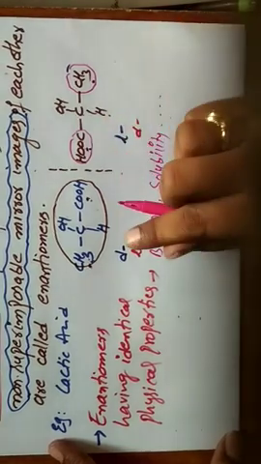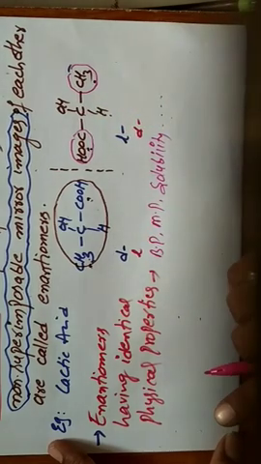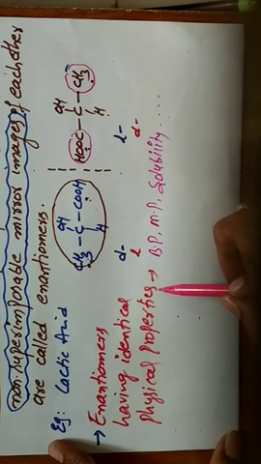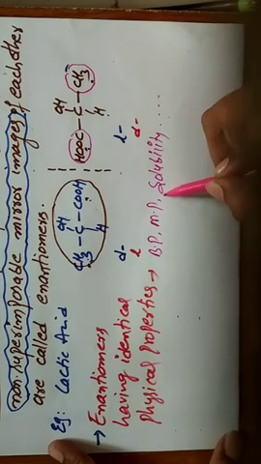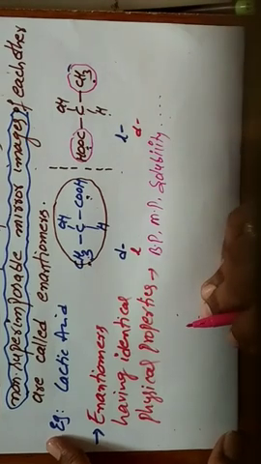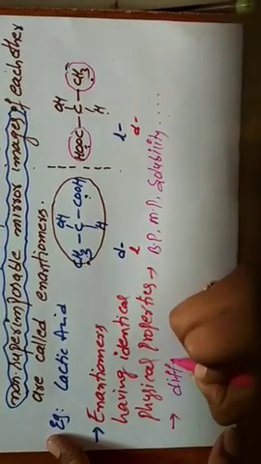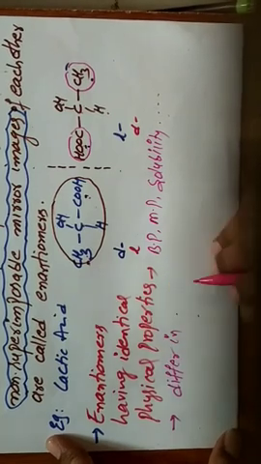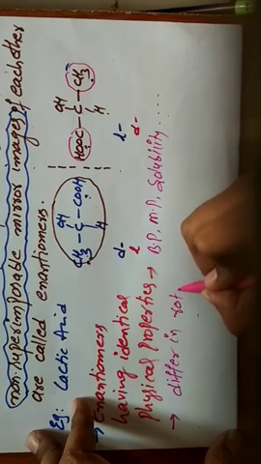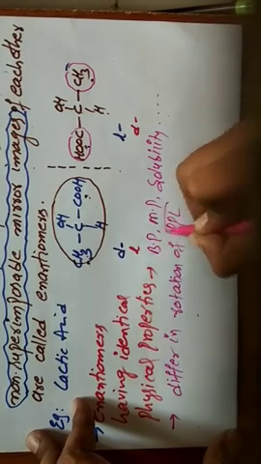But what is the difference? Rotation of plane polarized light is the only difference. So all types of enantiomers have identical physical properties. What are those? Boiling point, melting point, solubility, and so on. And what is the difference? They differ in rotation of plane polarized light, rotation of PPL.